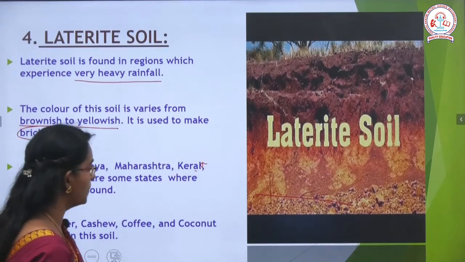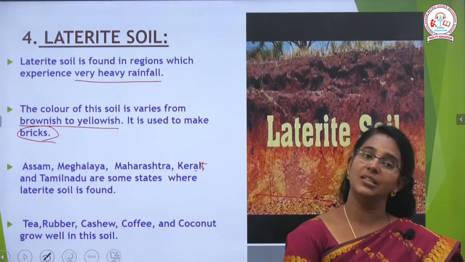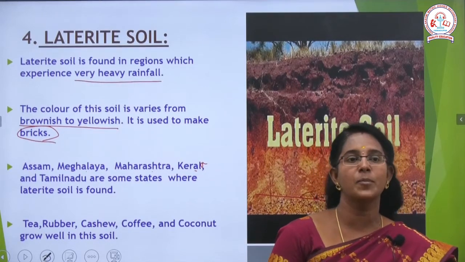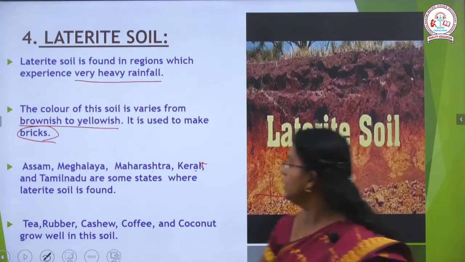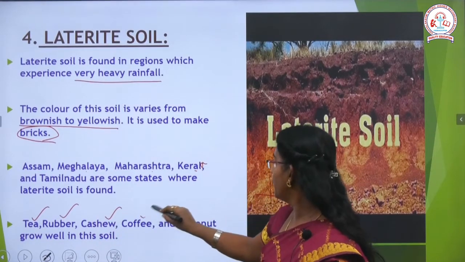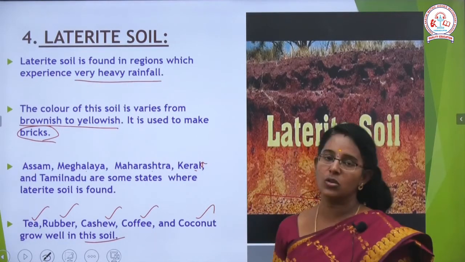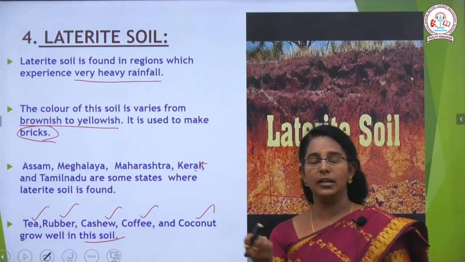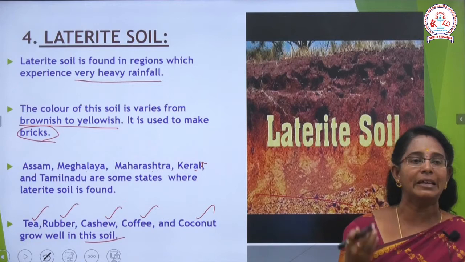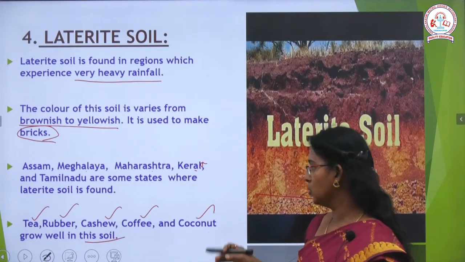Next, what are the crops that will grow? Other than bricks being made from it, some superb crops will grow. What are they? Tea, rubber, cashew, coffee and coconut grow well in this soil. So in this laterite soil, these plants will grow: rubber, tea, cashew, coffee and coconut.